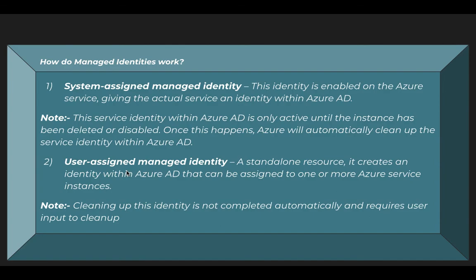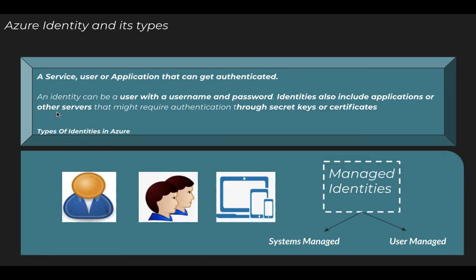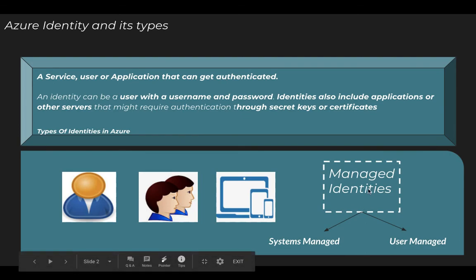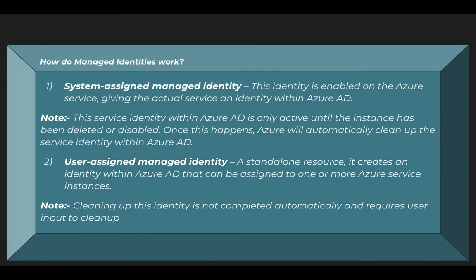So this is it, friends. In this lecture, we discussed what identity is, what the types are, and then the managed identities, system and user managed. System managed is automatically created, and user managed is what you create and assign to a particular service. The difference between the two is related to the life cycle when you delete a particular identity.